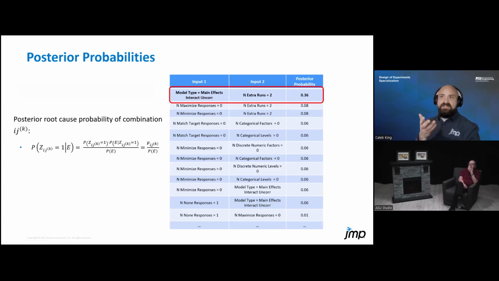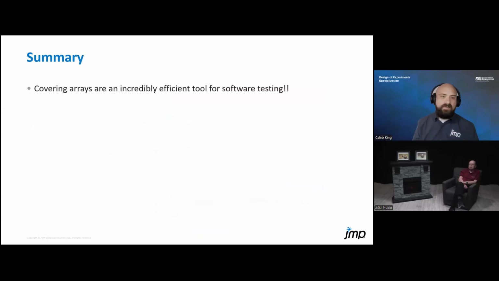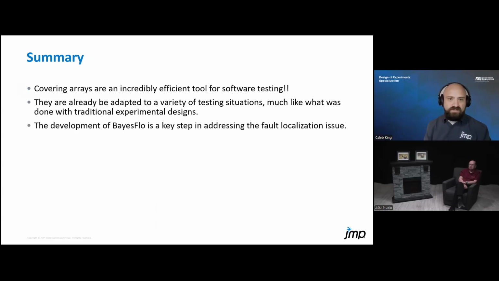And I'll also mention that as of JMP 19, JMP Pro has Bayes flow installed as a feature. So let's wrap things up here. Covering arrays should be much more popular in software testing, maybe in other areas as well. The reason is they are an incredibly efficient tool for software testing especially. They've already been adapted for a variety of testing situations, kind of like what's been done with design of experiments. And we're also adapting stuff from traditional design of experiments over into covering arrays, as I've already mentioned.